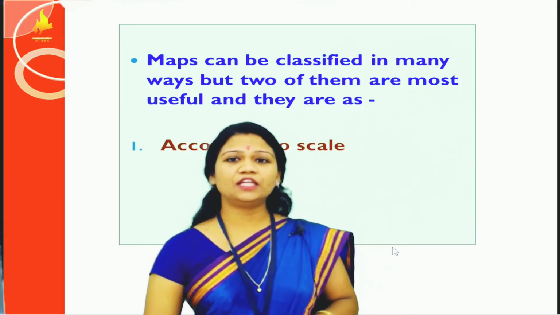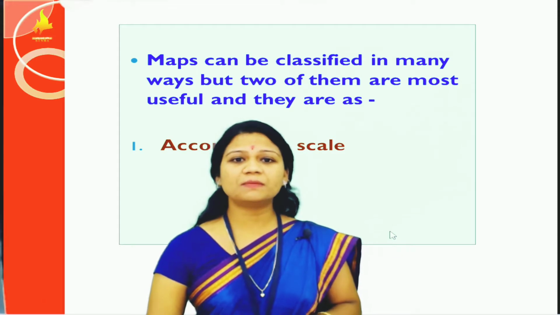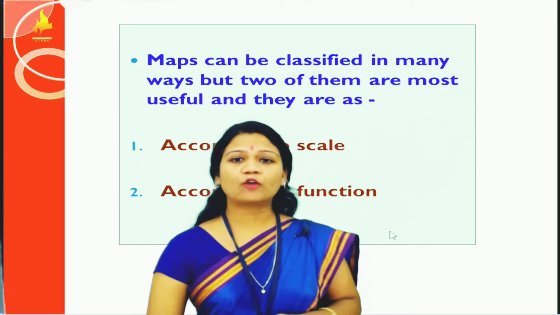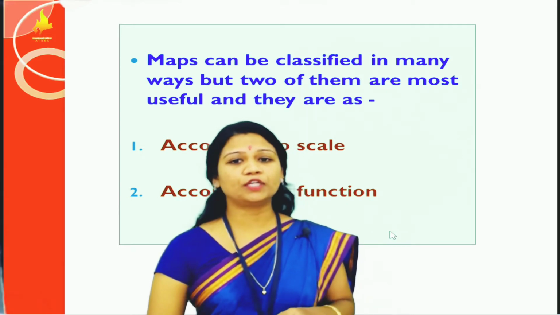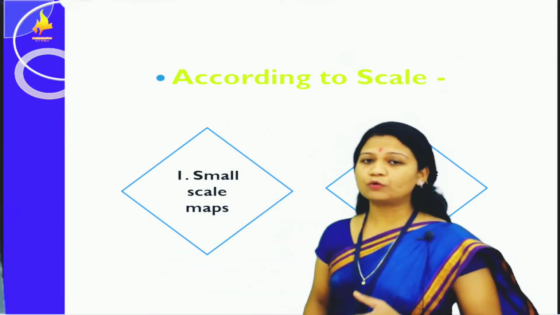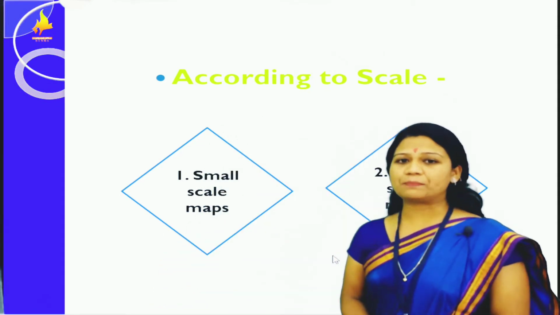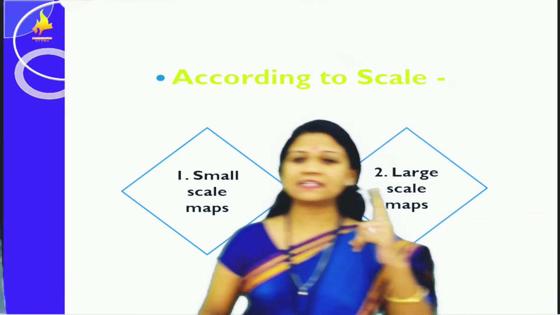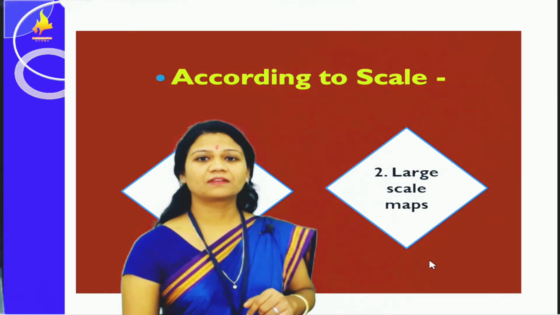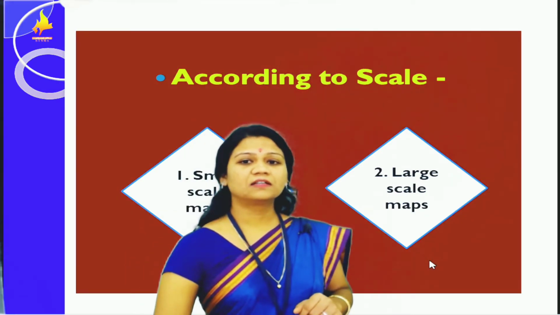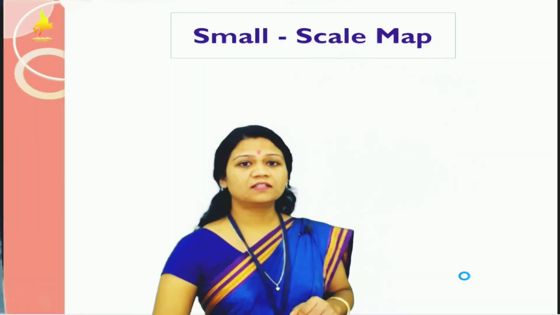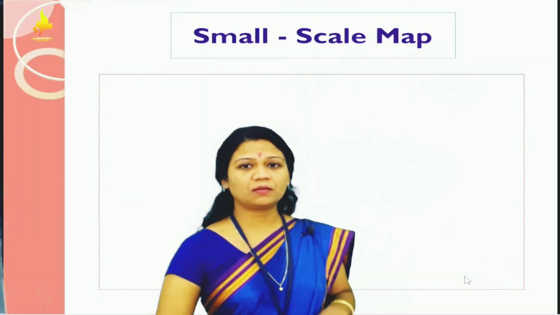Maps are classified into two divisions on the basis of the objectives, and these are, according to the scale, and second one according to the function. First of all, we will discuss here the types of maps according to the scale. First one small scale map and second one large scale map. For different purposes we are using the small scale map or large scale map.